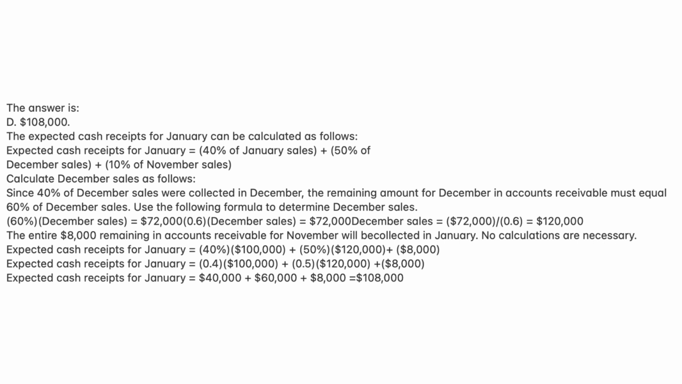No calculations are necessary. Expected cash receipts for January equals 40% of $100,000, plus 50% of $120,000, plus $8,000. Expected cash receipts for January equals 0.4 times $100,000, plus 0.5 times $120,000, plus $8,000, which equals $40,000 plus $60,000 plus $8,000 equals $108,000.